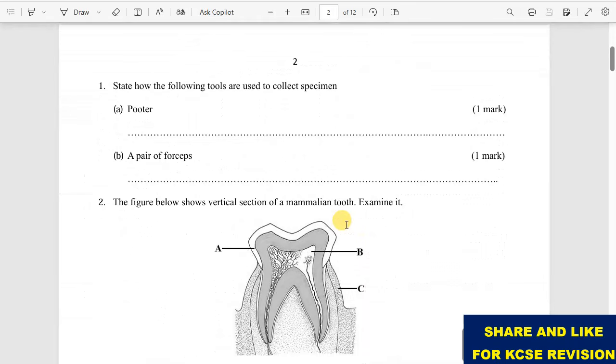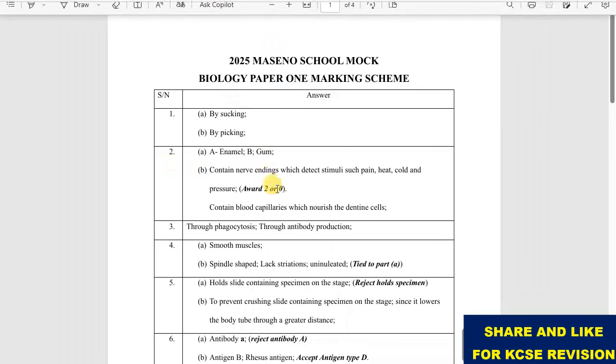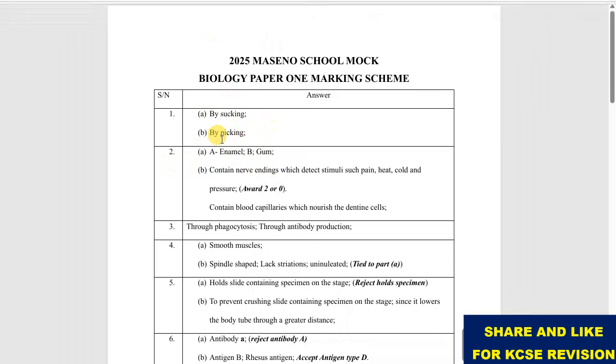State how the following tools are used to collect the specimen: the putter and a pair of forceps. The putter is used for sucking the specimen. A pair of forceps is used for picking. Actually, it is sucking and picking.